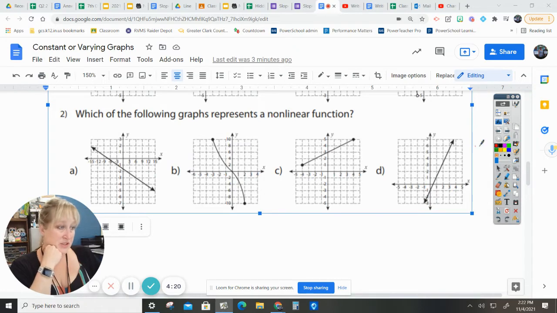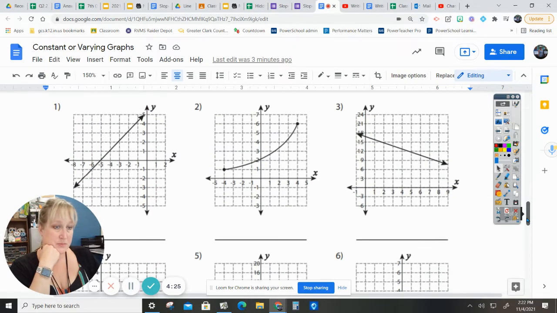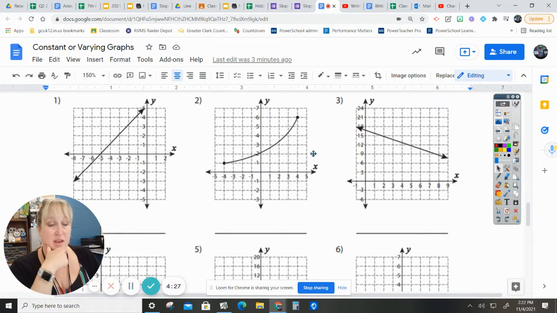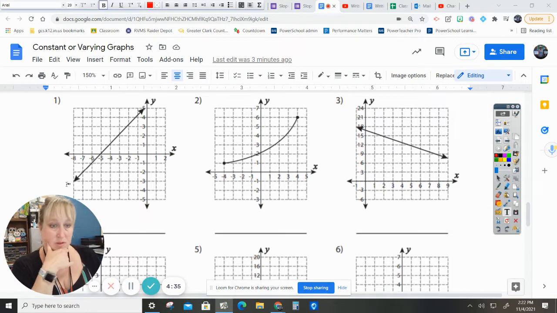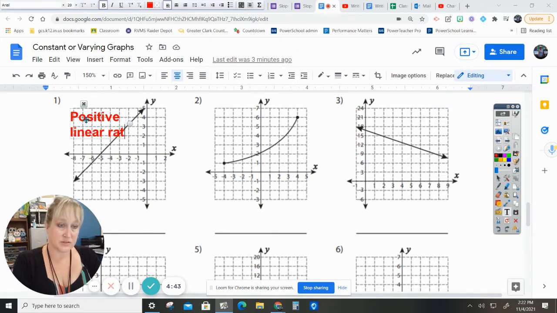You're going to flip the page over. I assume there's 2 sides. And we're dealing with the same thing. You need to know if it is positive, negative, if it's linear or nonlinear. So write what you think, come back. This is positive linear rate of change, or positive constant rate of change, sorry.